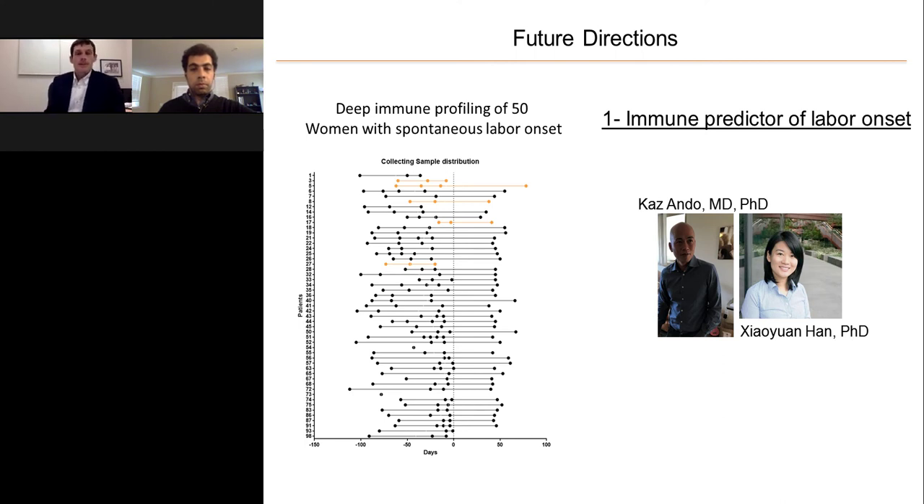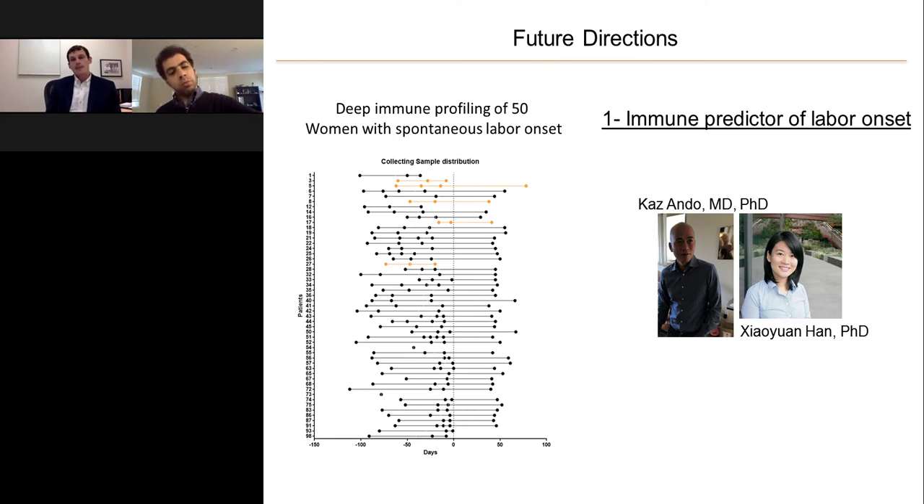All right, and then let me finish up with the rest of the future directions that are pertinent to the immunology side of things and the mass cytometry side of things. What we've shown you with the previous study is a model that predicted the gestational age during pregnancy.